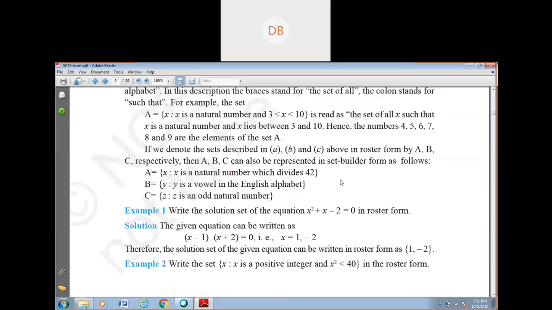Anyway, another example of set builder form. You see here, this capital A on the screen. Capital A is equal to x such that x is a natural number.